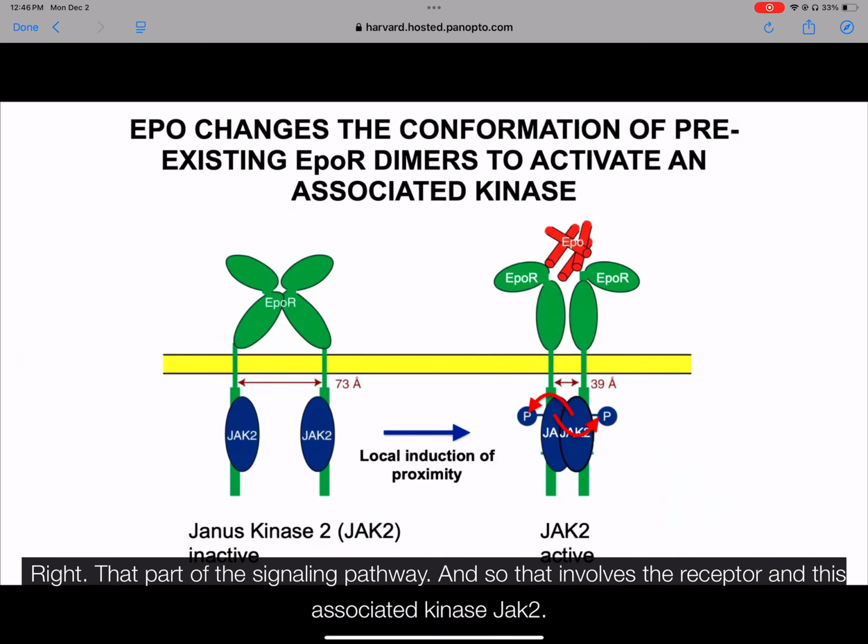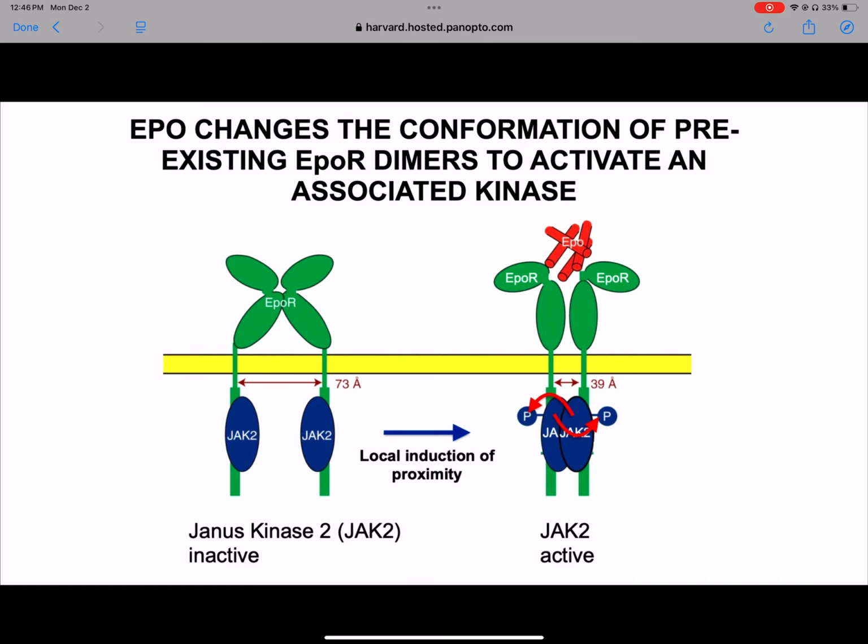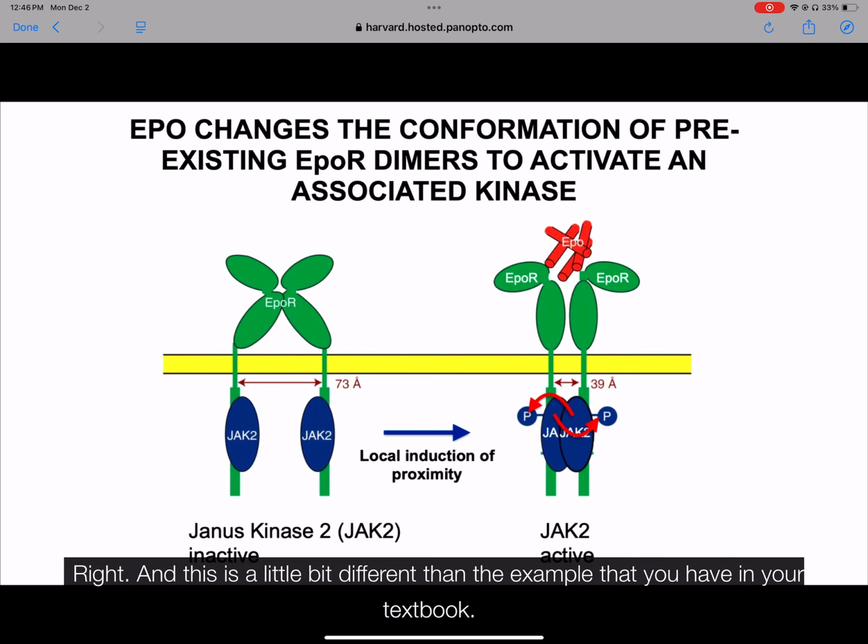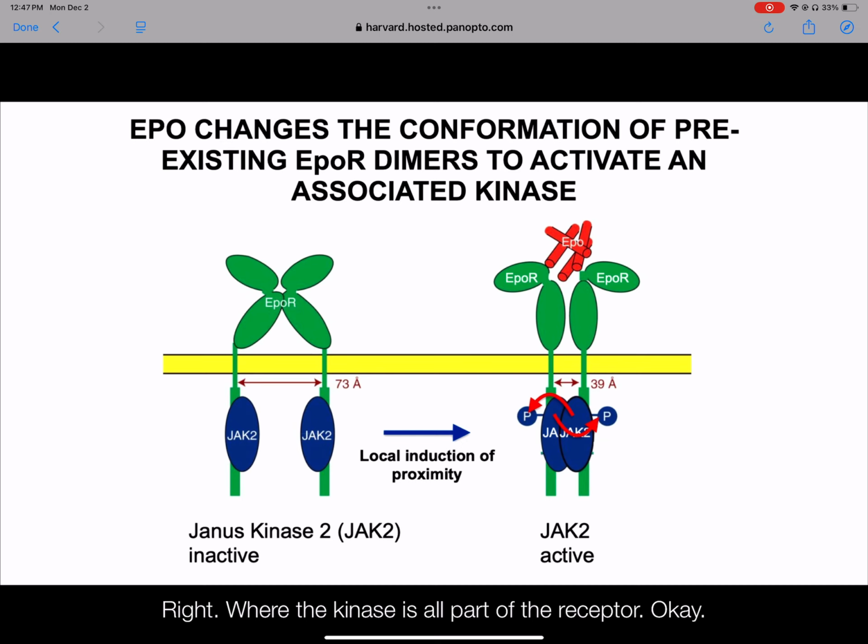It's that part of the signaling pathway. And so that involves the receptor and this associated kinase, JAK2, right? This is a little bit different from the example in your textbook, where the kinase is all part of the receptor, okay? So these are two different things, but it's an associated kinase.